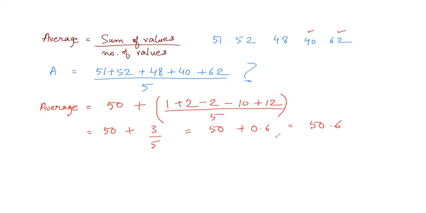So not only did I save a lot of time in calculating this, because all these bulky numbers have now reduced to these small numbers, right? But I've also reduced the chances of making a calculation error, right? Any doubts about this?